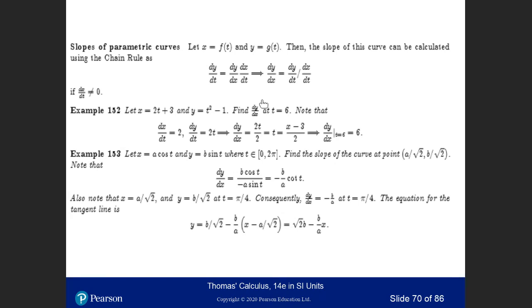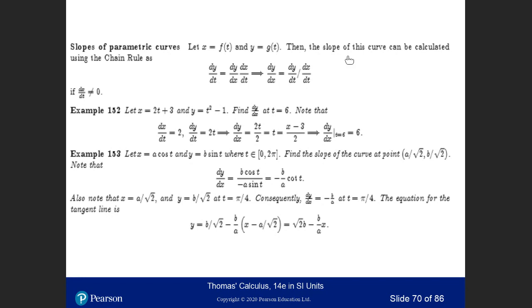Now, how you calculate the slopes of parametric curves is important here. Suppose you are given x is equal to f of t and y is equal to g of t. So there are two functions, but what I want to find is dy/dx, because I'm plotting these points on the xy plane. And dy/dx is important here.